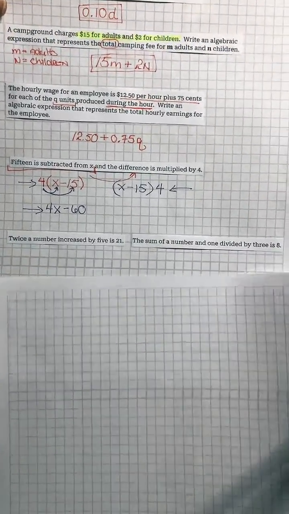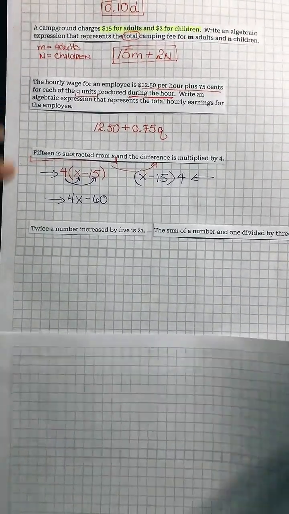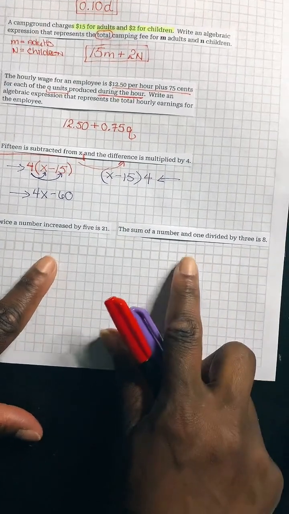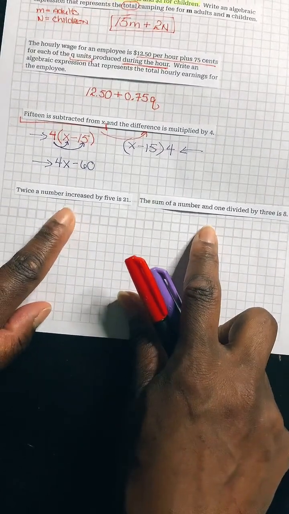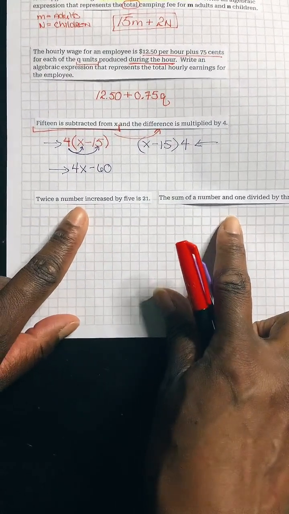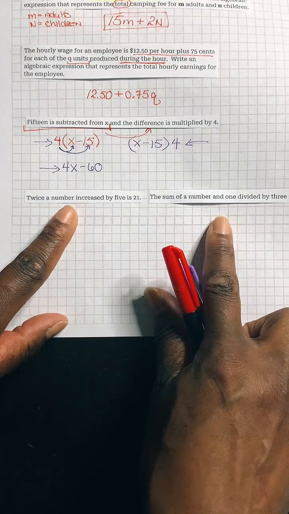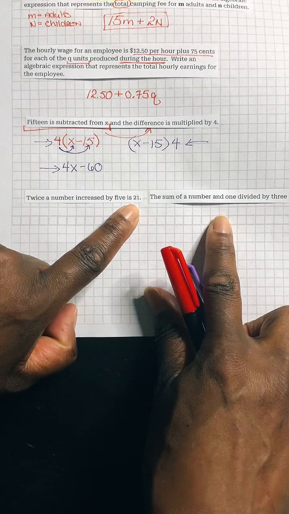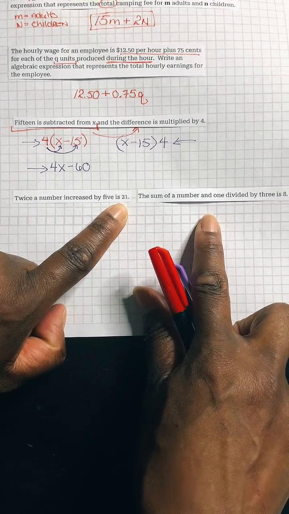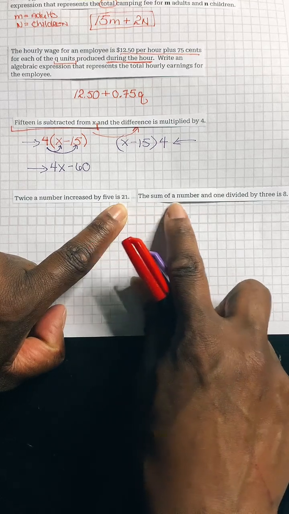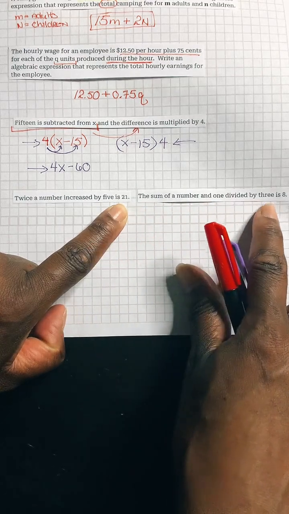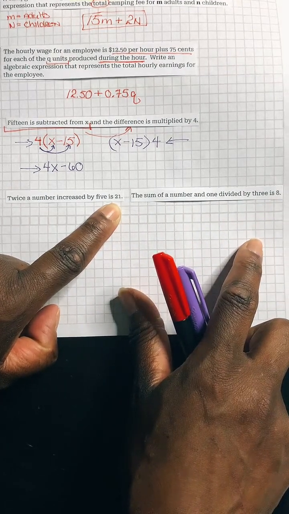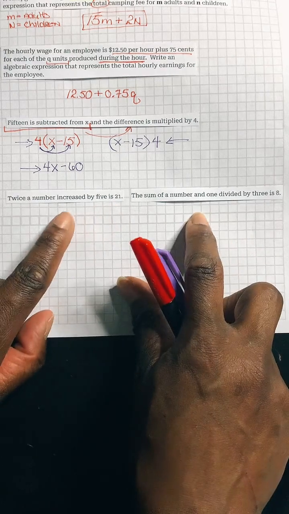Okay, for the last one, I have two examples here. I have one that says twice a number increased by 5 is 21, so we're actually doing some solving. And the other one says the sum of a number and 1 divided by 3 is 8. Which one would you like to do first?